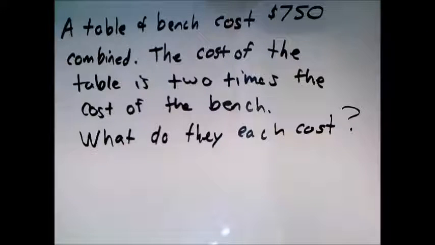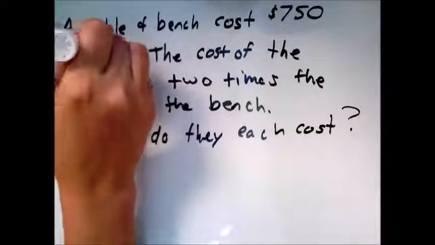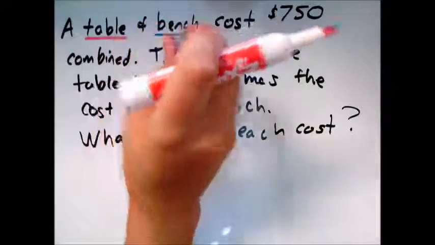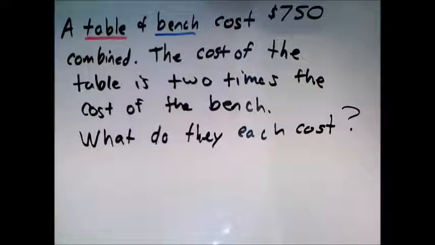Here we're going to look at story problems where there's two things we don't know. So we have a table and a bench cost $750 combined. Then they say the cost of the table is 2 times the cost of the bench. What do they each cost?